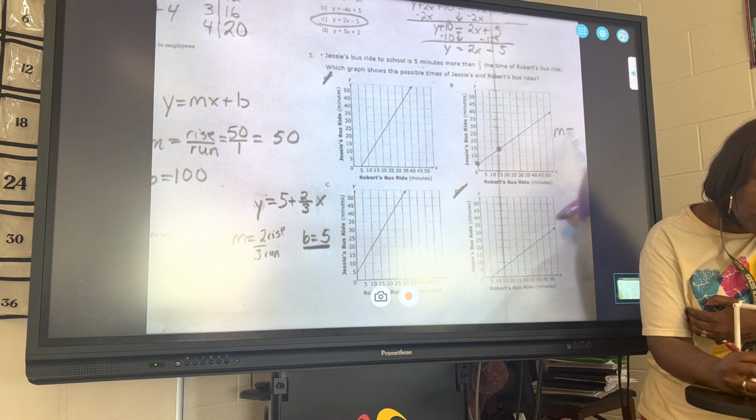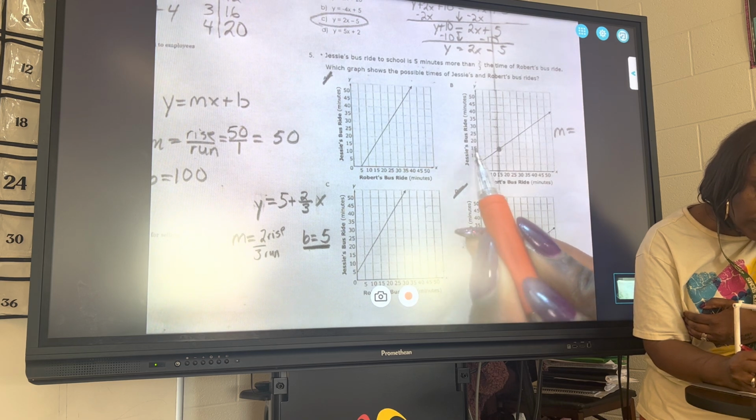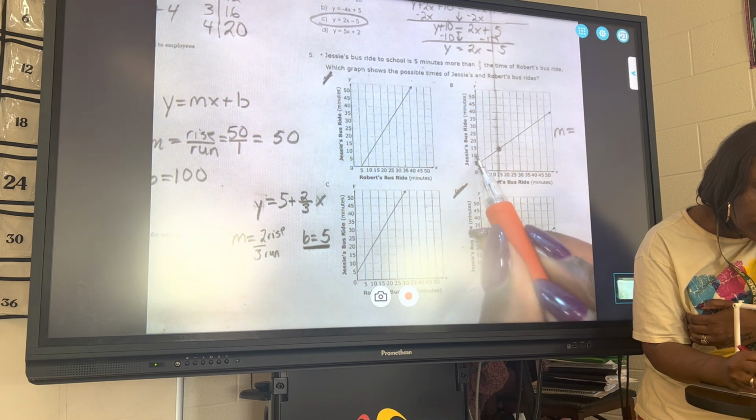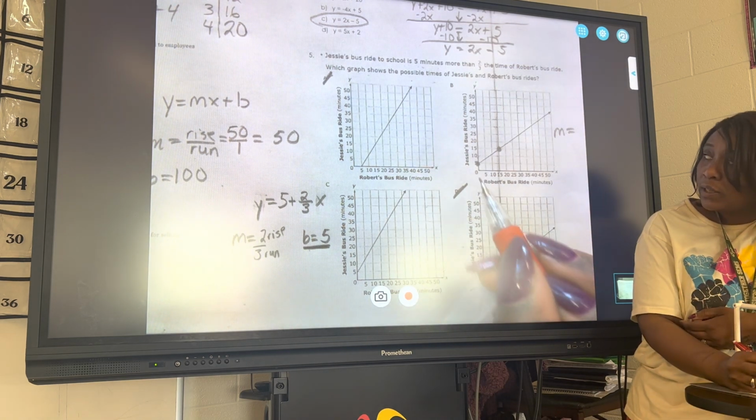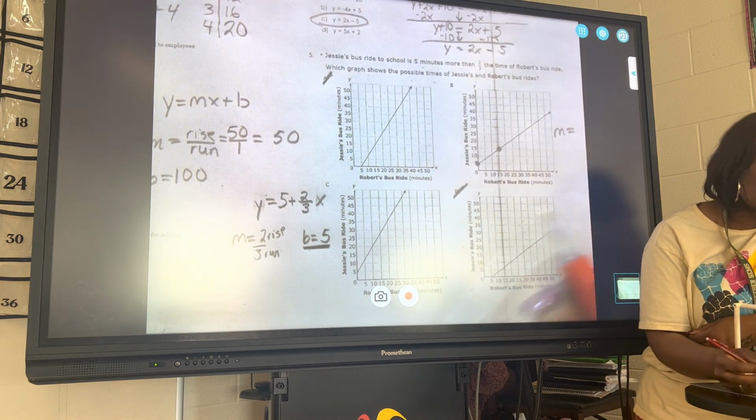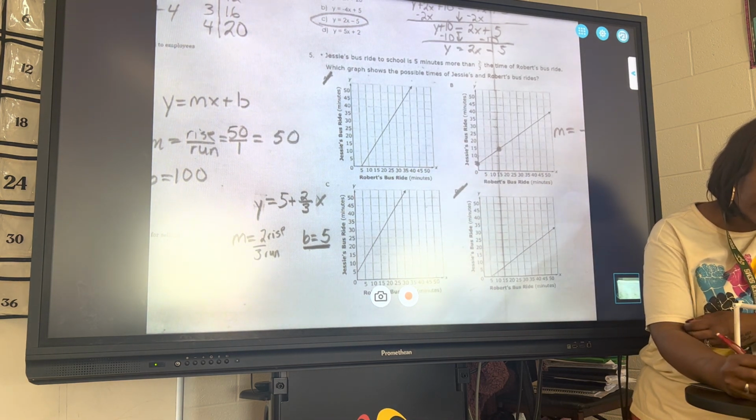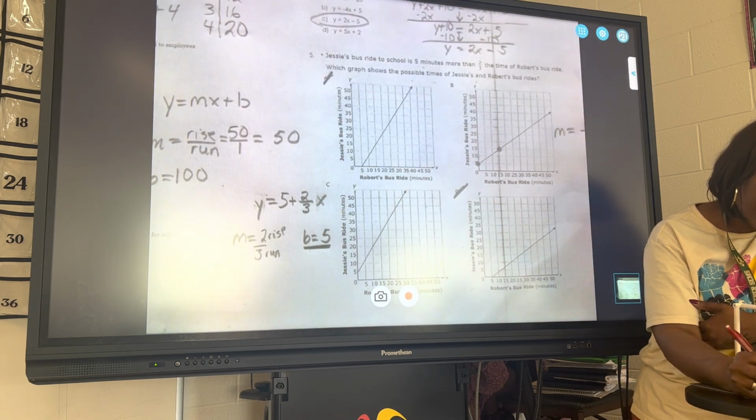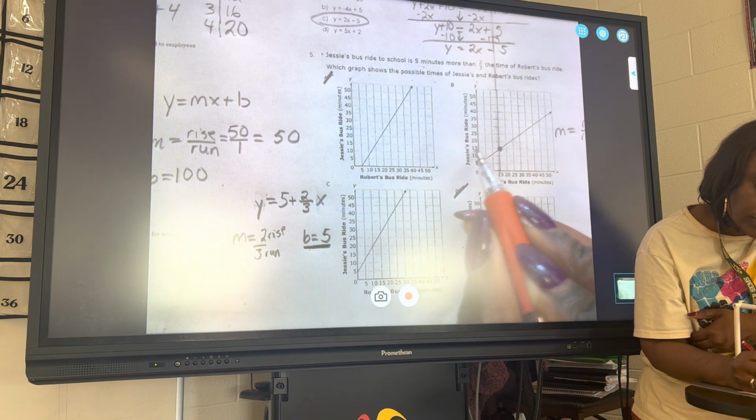When you count rise over run here, it's going up by what? 2? No, it's not going up by 2. Look at the increments. Oh yeah, it's going up by 5. So what's your top number? What's your rise? Because you have to do rise over run. Your rise is 10. And what's your run?